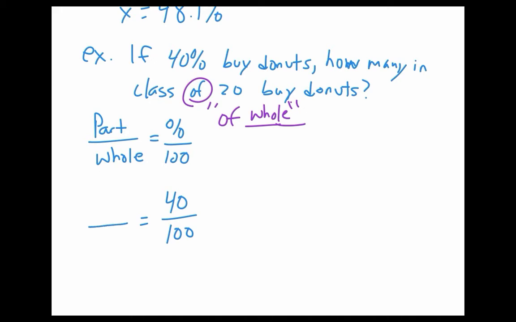So I could say I have 20 down here. I have an x. You could cross multiply and divide 100x equals 800, and then divide by 100. Or you could say 20 times what gets me up to 100? So 20 times 5 gets me 100. What times 5 gets me 40? So cross multiply and divide or do something like that, but x is going to be 8. 8 people would buy me donuts.